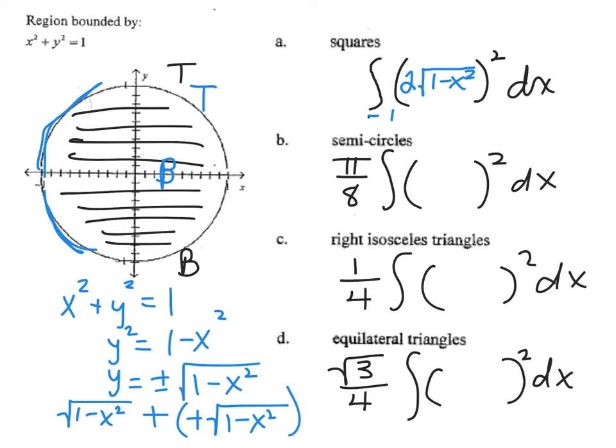And I'm going to go from negative 1 to 1, 2 square root of 1 minus x squared. Gosh, that's pretty easy. So that's what you're trying to do, is find the volume of the solid that has the given base with the cross-section.